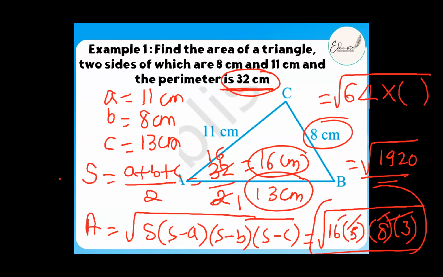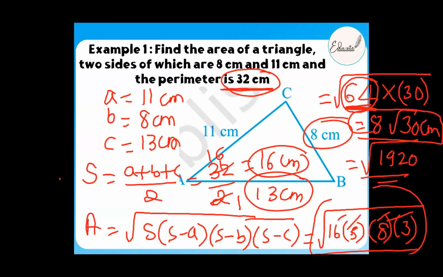Can you please calculate? Is it 64 into 30 gives you 1920? 64 into 30. Yes. They have written it this way so that it can be written in root format. Root of 64 and root of 30. So root of 64 is 8 and root of 30 is just root of 30 itself. So it is written as 8 root 30 centimeters.